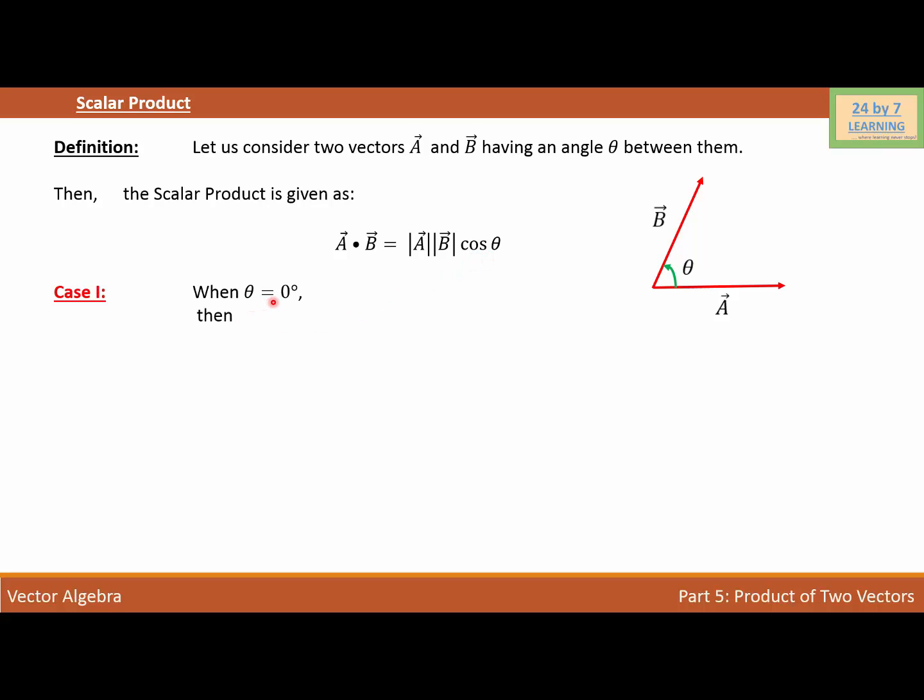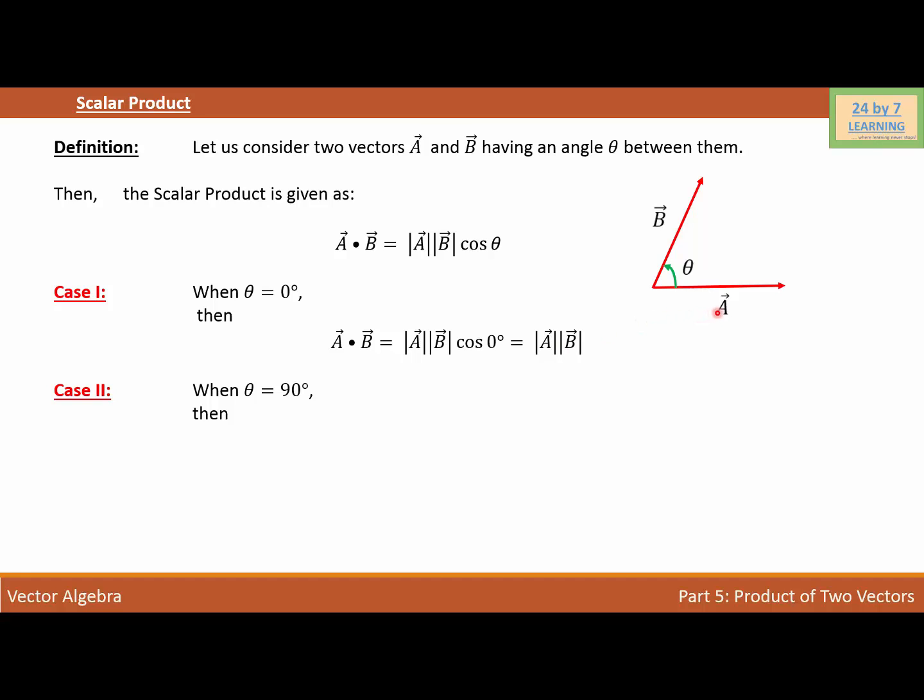So case 1, when theta is equal to 0, simply means that vector A is parallel to vector B. So these two vectors are parallel, then this theta is 0. Then vector A dot vector B is equal to magnitude of vector A times magnitude of vector B times cosine theta, because theta is 0. So cosine theta is 1. So when you multiply magnitude of A times magnitude of B times 1, we will write magnitude of vector A times magnitude of vector B, because anything times 1 is the same thing. So A dot B is equal to magnitude of A times magnitude of B when theta is 0.